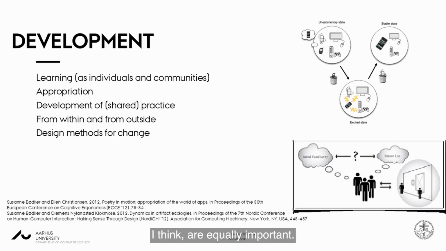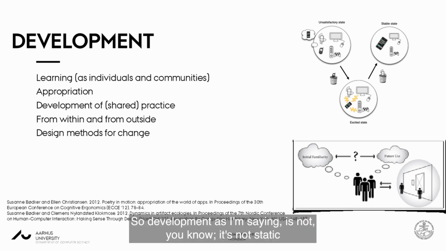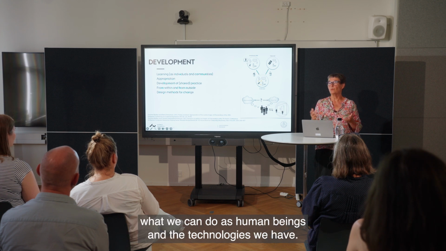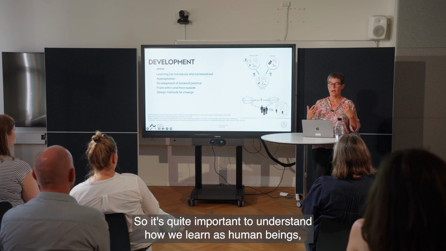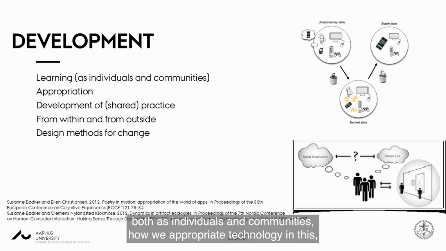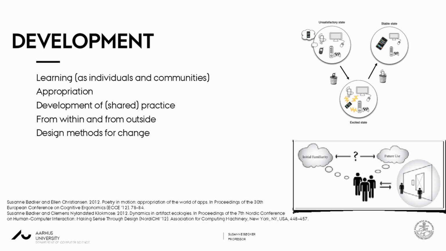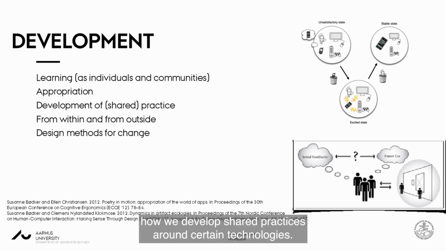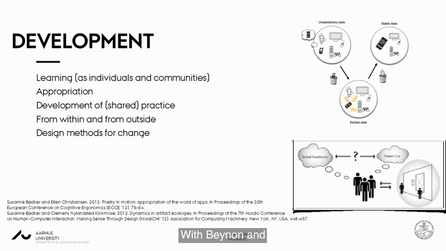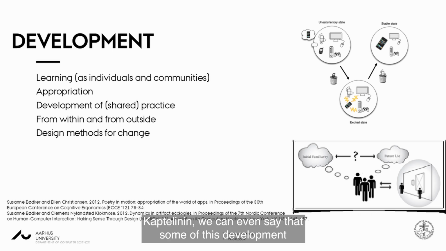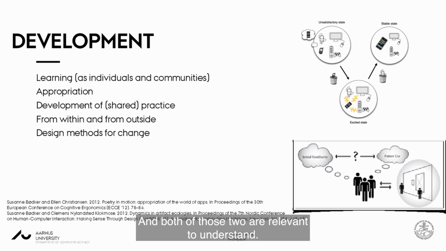Development and learning, I think, are equally important. Development is not static, what we can do as human beings and the technologies we have. So it's quite important to understand how we learn as human beings, both as individuals and communities, how we appropriate technology, and how we develop shared practices around certain technologies. With Bannon and Capitolini, we can even say that some of this development comes from the outside, other parts come from the inside, and both are relevant to understand.